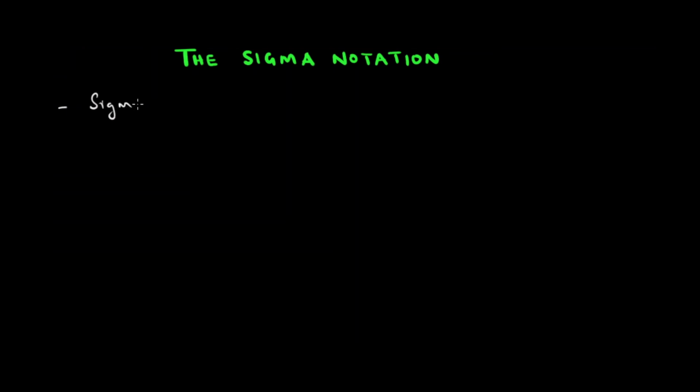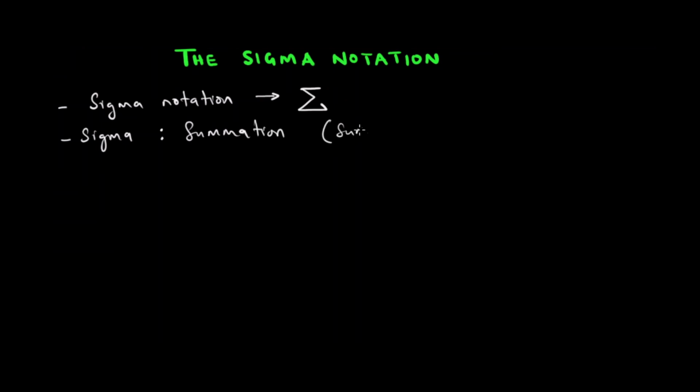The sigma notation. This is the sigma notation. So this symbol is used to represent the sum of. So when we say sigma notation, or sigma, we are referring to a summation. When we say summation, we are simply saying sum of.